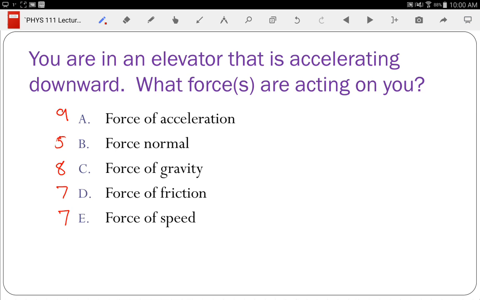It's not necessary if instead of being humans on feet, we were blocks. If you had a block and it's all moving vertically, you wouldn't need it. So the correct answers here were, you don't need the force of friction, you need the force normal pushing up, and you can't help it, you have the force of gravity pushing down.